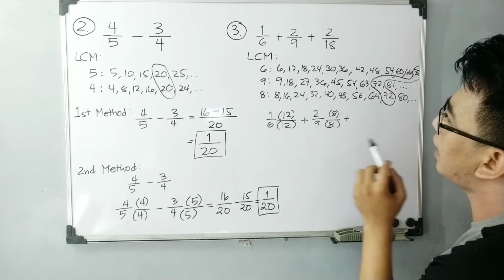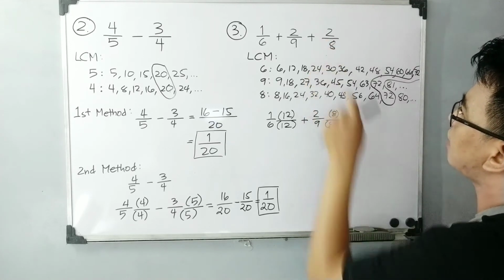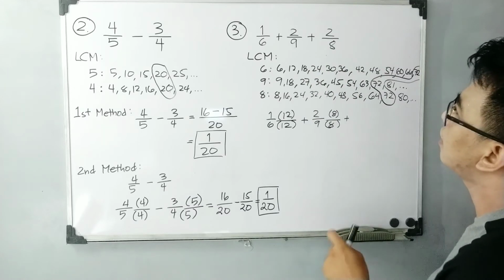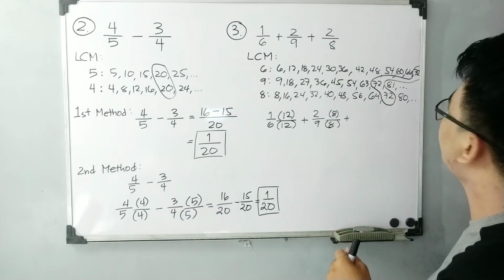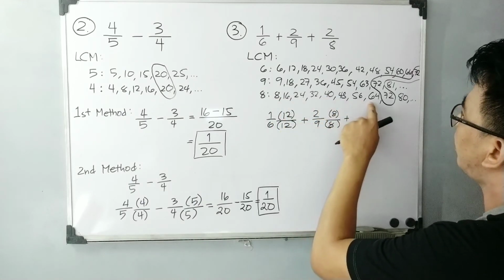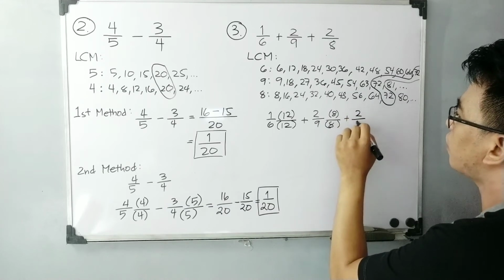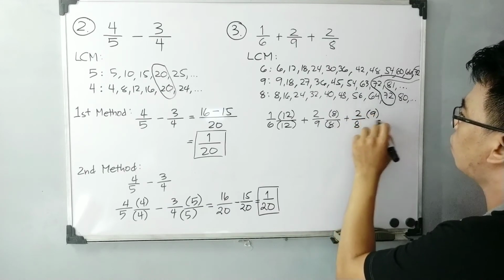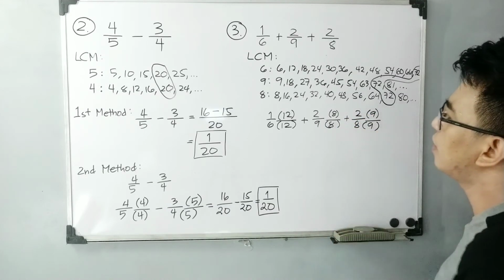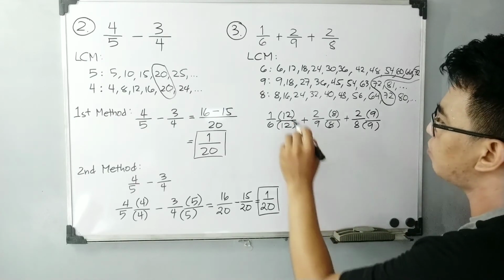72, bilangin natin. This is not 80. This is 8, sorry. That is 8. So to make it 72, 1, 2, 3, 4, 5, 6, 7, 8, 9. We need to multiply it by 9. So that is 2 over 8 times 9 over 9. So ayan. Okay? So gagawin natin ngayon is multiply them.